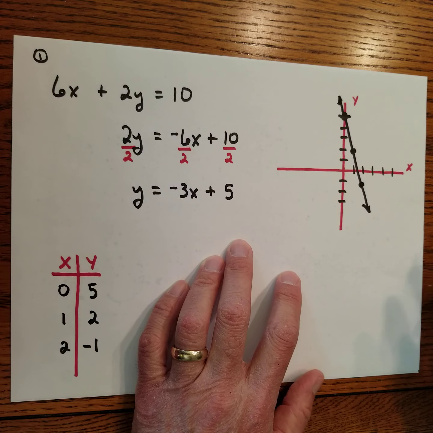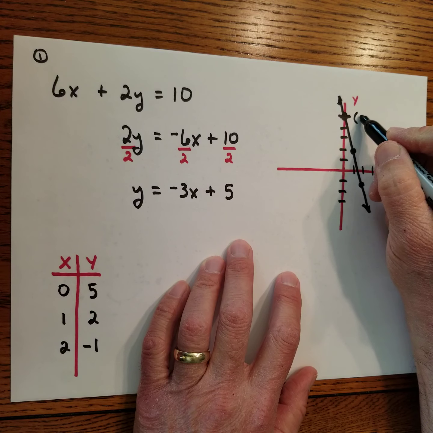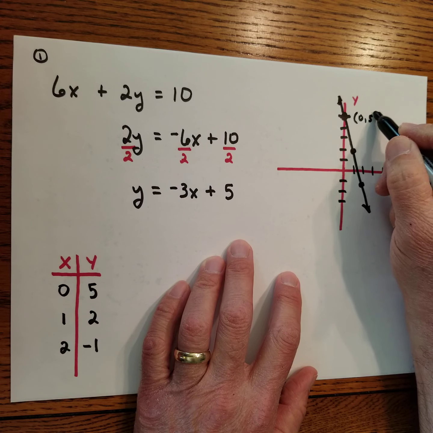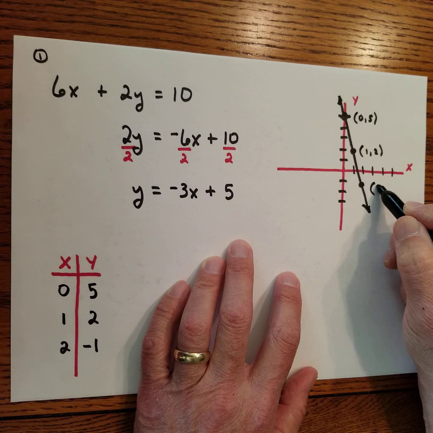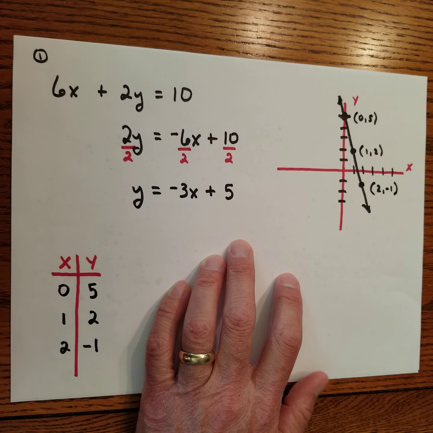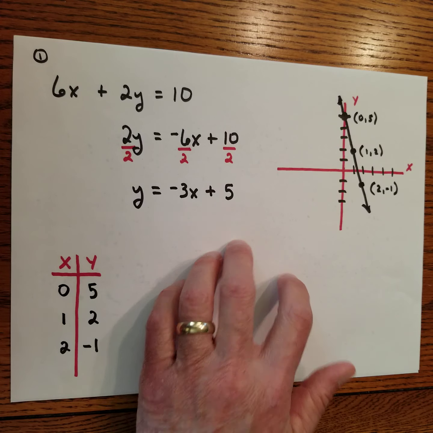Now to complete our work, we should label some points. This is the point 0, 5. This was 1, 2. This was 2, negative 1. That looks great.